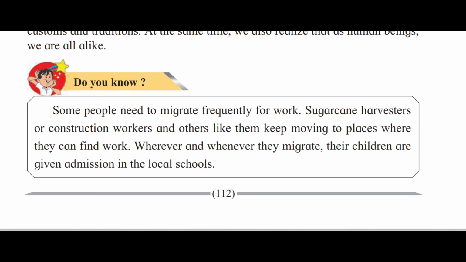Do you know some people need to migrate frequently for work? Sugarcane harvesters or construction workers and others like them keep moving to places where they can find work. Wherever and whenever they migrate, their children are given admission in the local schools.